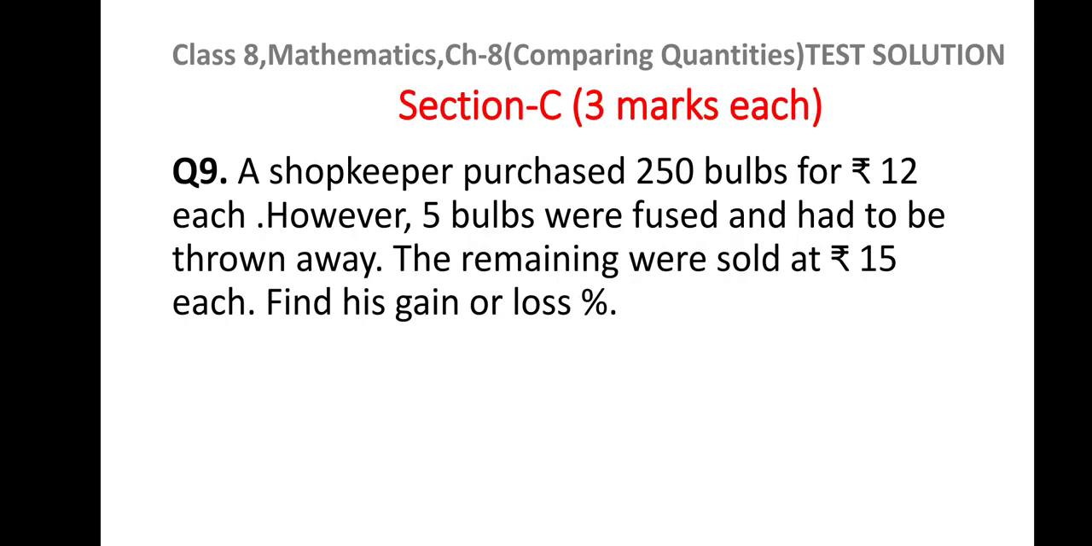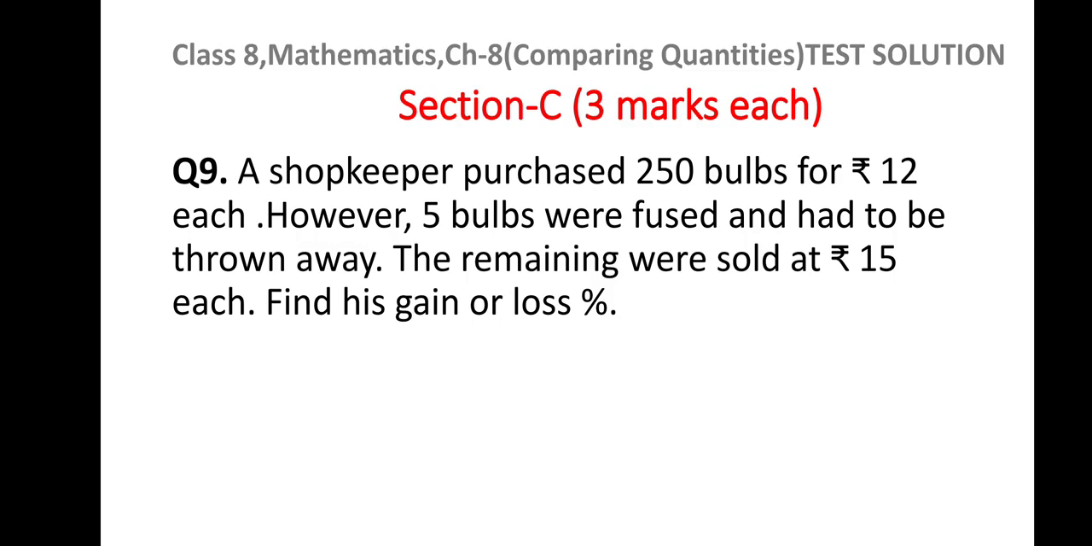Now coming to section C. Section C consists of 3 marks questions. Question number 9. Question number 9 says, a shopkeeper purchased 250 bulbs for rupees 12 each. However, 5 bulbs were fused and had to be thrown away. The remaining were sold at rupees 15 each. Find his gain or loss percentage.